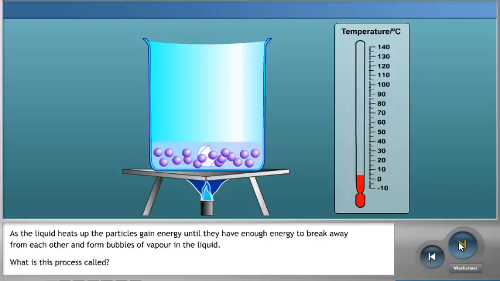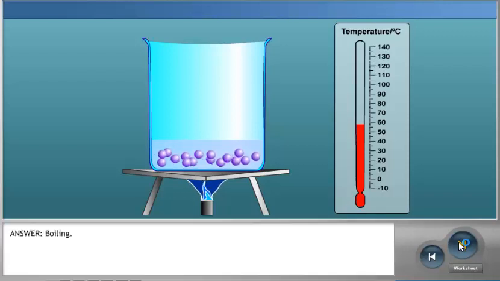As the liquid heats up, the particles gain energy until they have enough energy to break away from each other and form bubbles of vapor in the liquid. What is this process called? Answer: boiling.